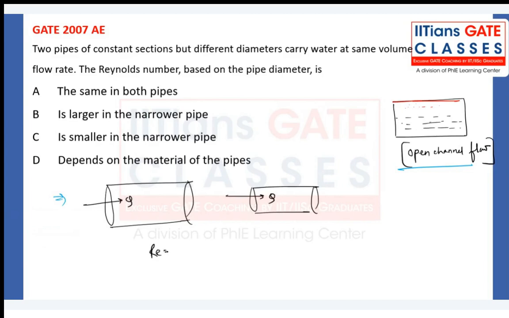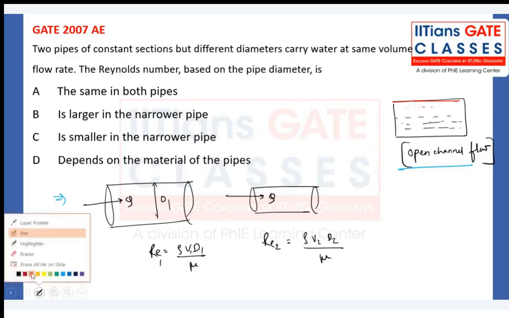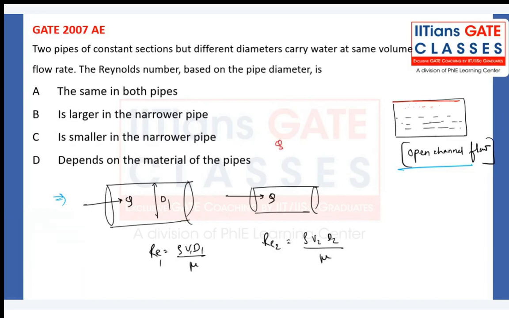Rho v d by mu. Here we can write v1, and let's say the diameter is d1. Reynolds number for pipe 2 will be rho v2 d2 by mu. Now tell me guys, what will happen? When the discharge is the same, then A1 V1 will be equal to A2 V2. But here the diameter of pipe 2 is lesser than pipe 1. Then definitely velocity 2 will be more than velocity 1, right?